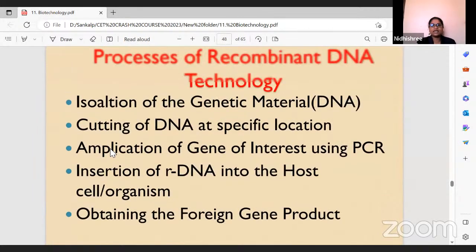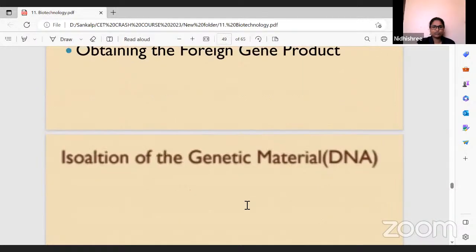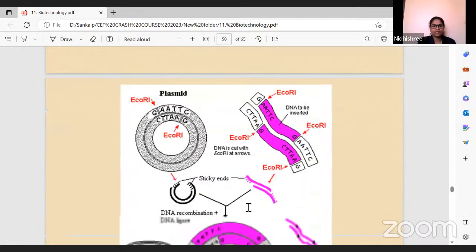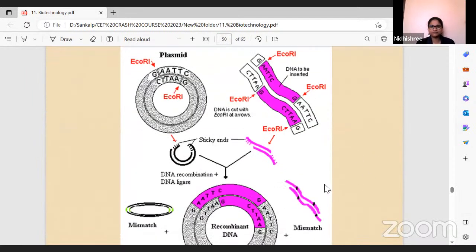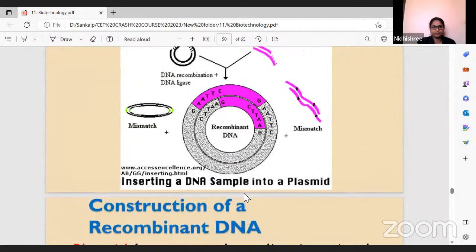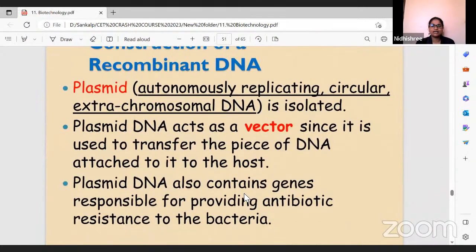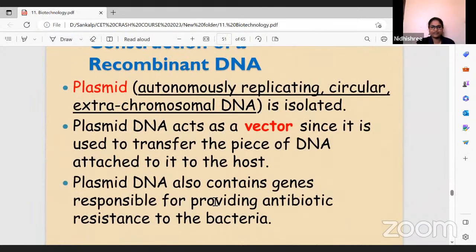Process of recombinant DNA technology: isolation, cutting of DNA, amplification, insertion, obtaining foreign gene product. So these are the steps. See here, this is a plasmid, DNA cut ends with E. coli at arrows, the colored region. Now these are isolated and then inserted into the plasmid. Then construction of recombinant DNA using a vector.